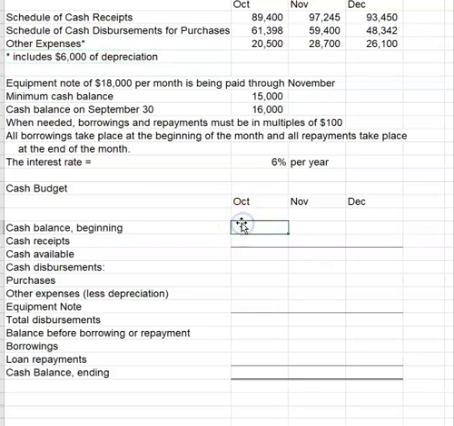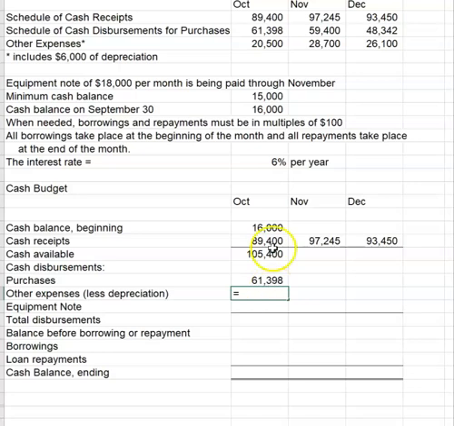Okay. So our beginning cash balance, we're told, is $16,000. We're going to add to that our cash receipts, and I'm going to drop in November and December as well while I'm here. So our beginning cash balance plus our cash receipts came to $105,400. That's what we have available. Out of that, from our schedule of cash disbursements for purchases, we need to pay $61,398.